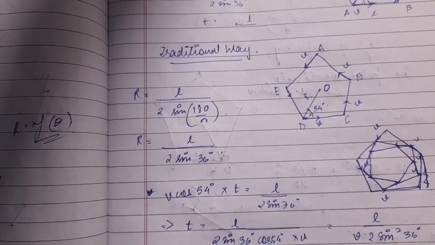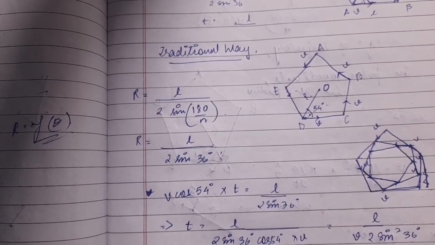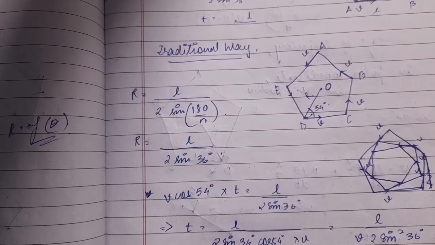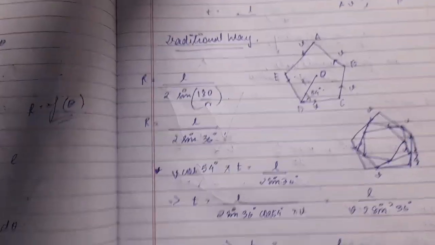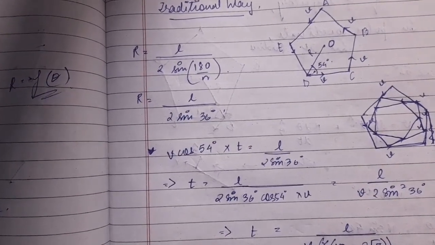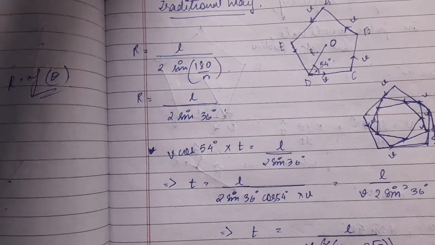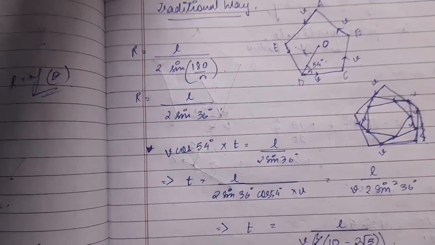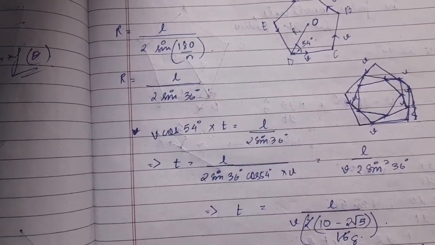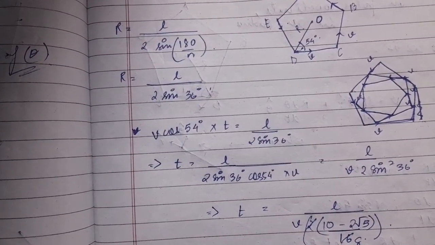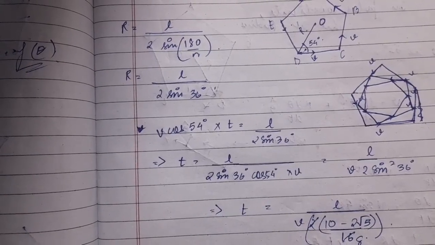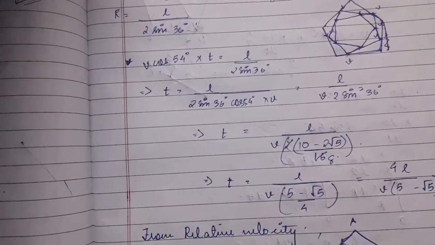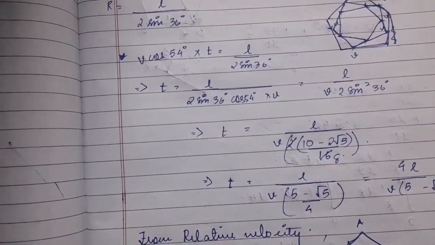Now if I consider the velocity along OD, the velocity along OD is v cos 54. So v cos 54 into t is equal to L by 2 sin 36. So t is equal to L by 2 sin 36 cos 54 into v, and we know that cos 54 is sin(90 minus 54), which is sin 36. So time is L by 2v into sin squared 36, and we know the sin 36 value, which is under root 10 minus 2 root 5. After putting this value, we get time as 4L divided by v into (5 minus root 5).